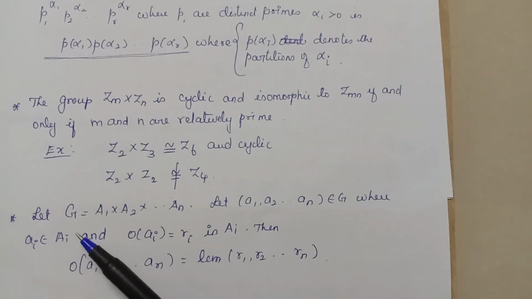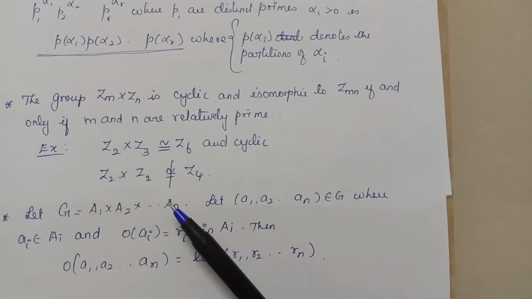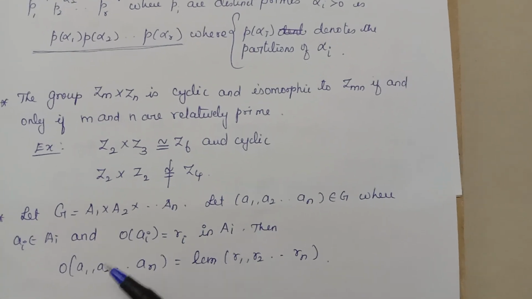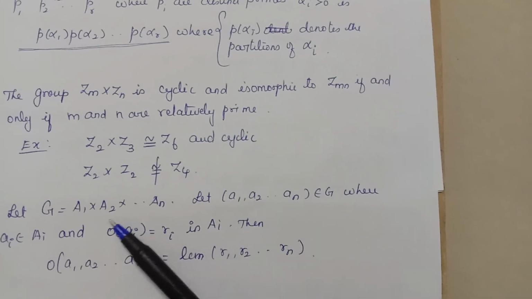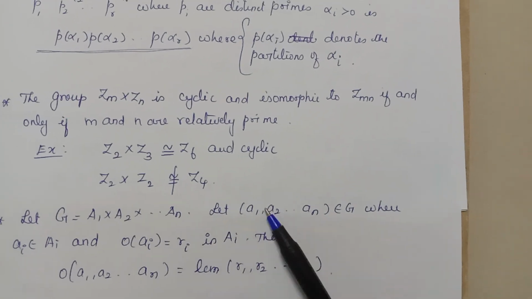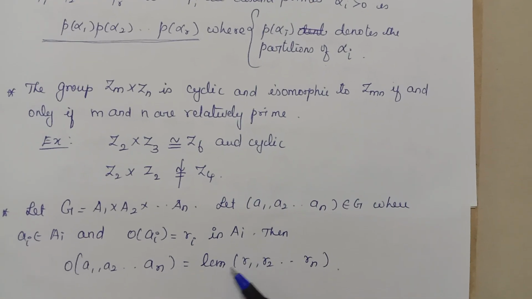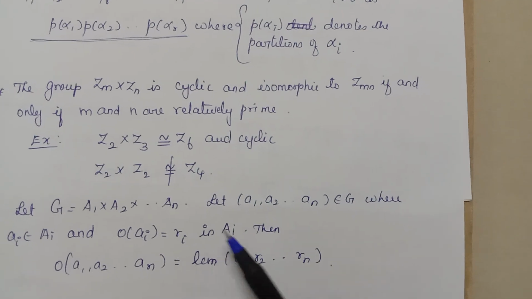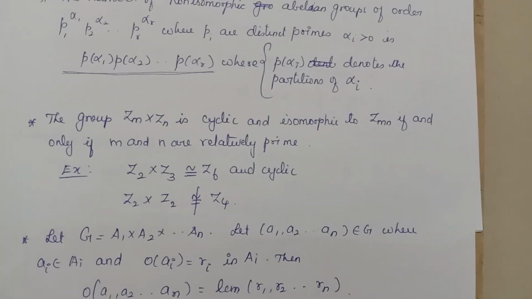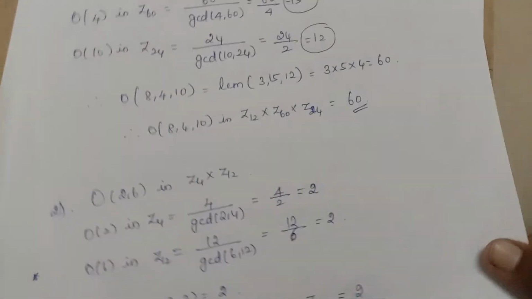Suppose G is a direct product of A1, A2, etc. up to An. Then how to find the order of any element in G? The elements a1, a2, etc., an are elements of the respective groups, that is a1 belongs to capital A1, a2 belongs to capital A2. So they will have their own orders in the respective groups. Find the LCM of r1, r2, etc., rn, where ri is the order of ai in Ai. That will give you the order of the required element in the direct product. Okay, so let's see some examples.